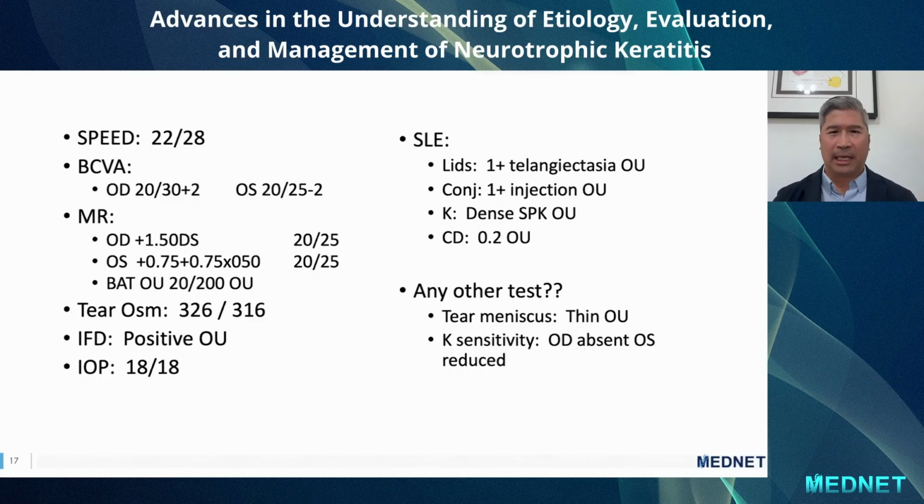Inflammation's positive. I check the pressures at the end, but you can see the slit lamp: 1+ telangiectasia, 1+ injection, dense SPK, and 0.2. Here you can see any other test, looking at the tear meniscus. I don't do Schirmer's very often, but we do take a look at the tear meniscus, and there are various diagnostic tests that can measure this for you. But then corneal sensitivity: the right eye was absent, the left eye was reduced.